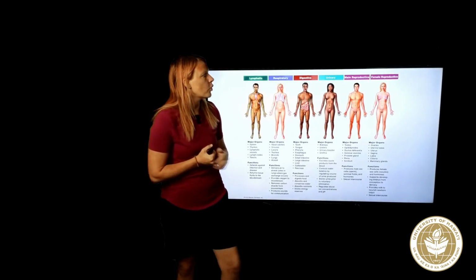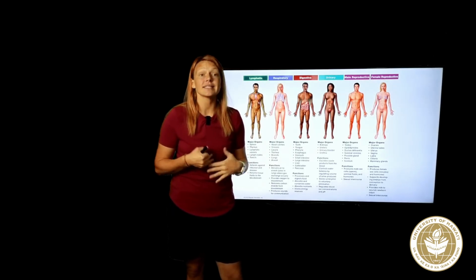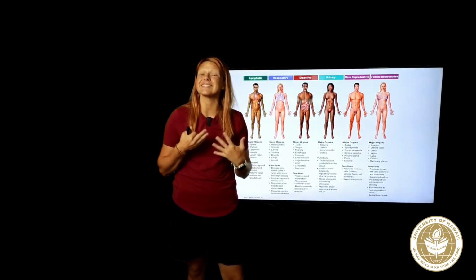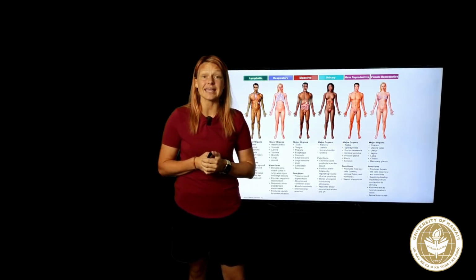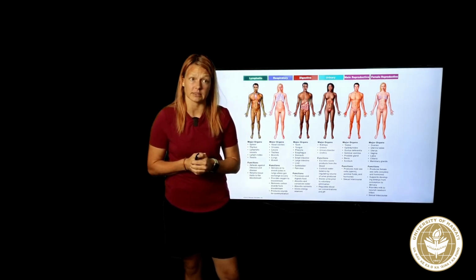Then we have both the male reproductive system and the female reproductive system. So the male reproductive system has the overall function of the production of offspring. Testes are going to produce sperm and male sex hormones, and then the male ducts and glands are going to aid in the delivery of the sperm to the female reproductive tract.